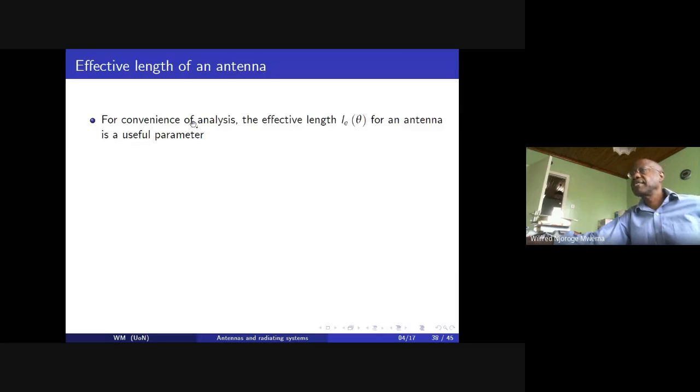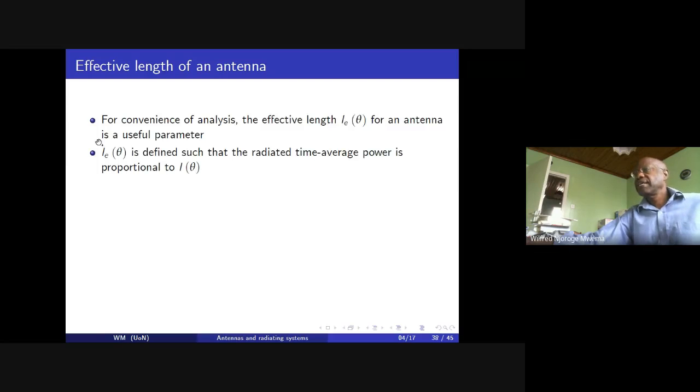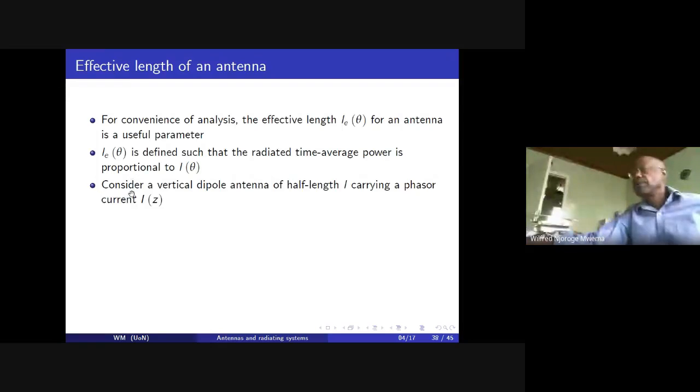So for convenience of analysis, we define an effective length of an antenna, so that we can always relate all our values to that effective length. Now, the effective length LE of theta is defined as the length for which the radiated time average is proportional to it, to L theta.